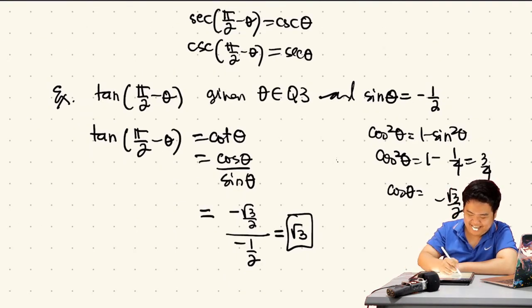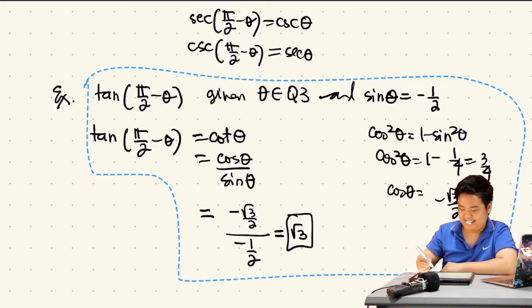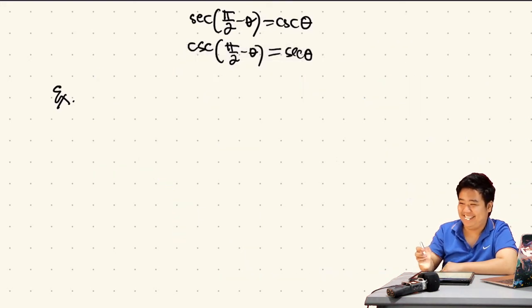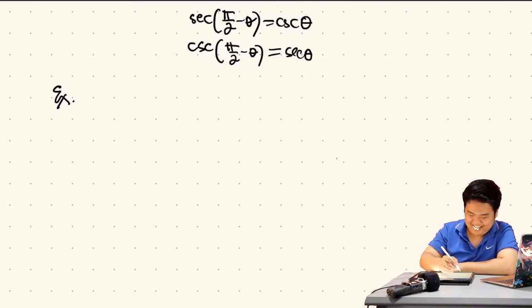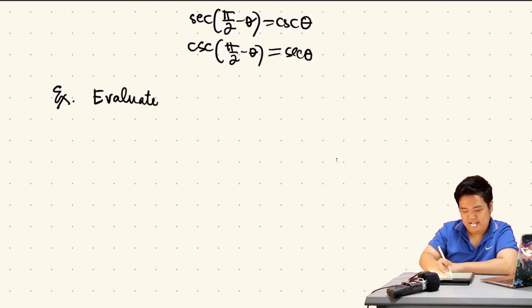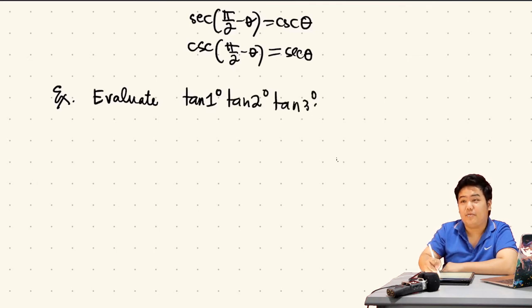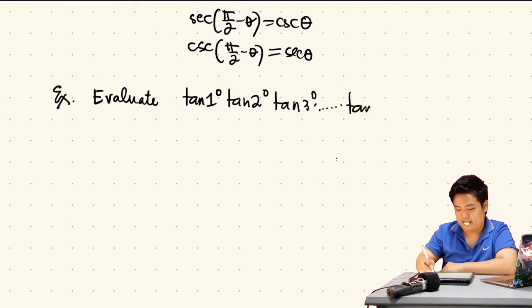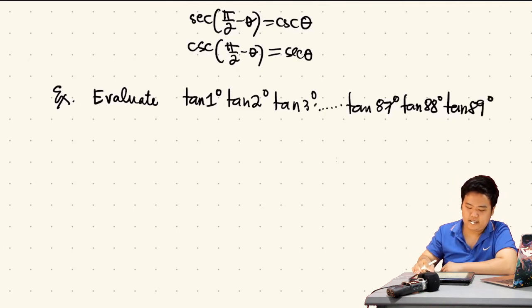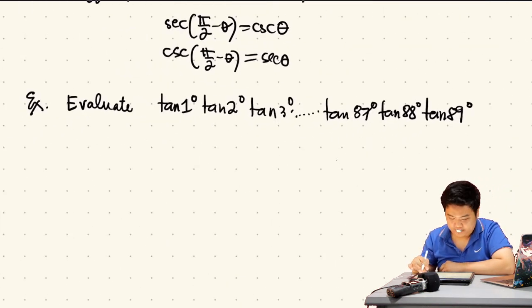Next example, yung nice to know example natin. Okay, so evaluate tangent 1 degrees, tangent 2 degrees, tangent 3 degrees up to tangent 87 degrees, tangent 88 degrees, tangent 89 degrees. So, this is a nice to know question.